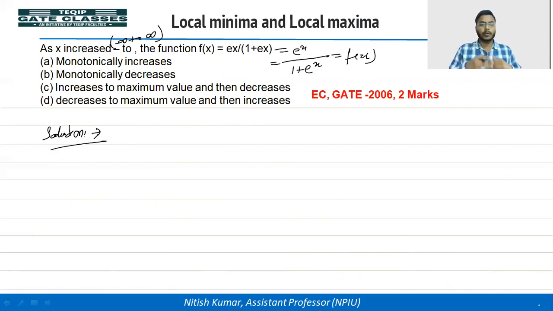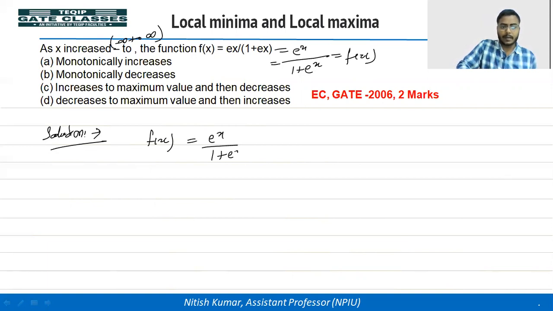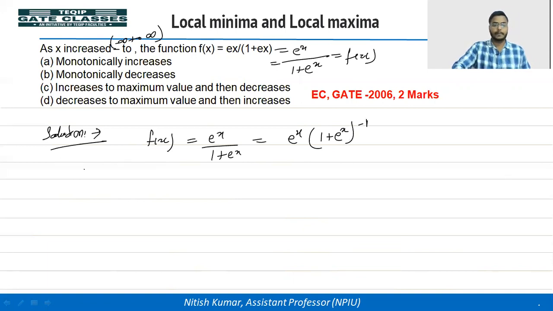फंक्शन मोनोटोनिक है या नहीं है कैसे चेक करेंगे? You have to check the sufficient condition for maximum minima. You have to see the derivative condition, right? So let's calculate dy by dx. So the function we have is e to the power x divided by 1 plus e to the power x. We can write also e to the power x into (1 plus e to the power x) to the power minus 1. We can write or not? We can write. So let's differentiate the function f(x) with respect to x.